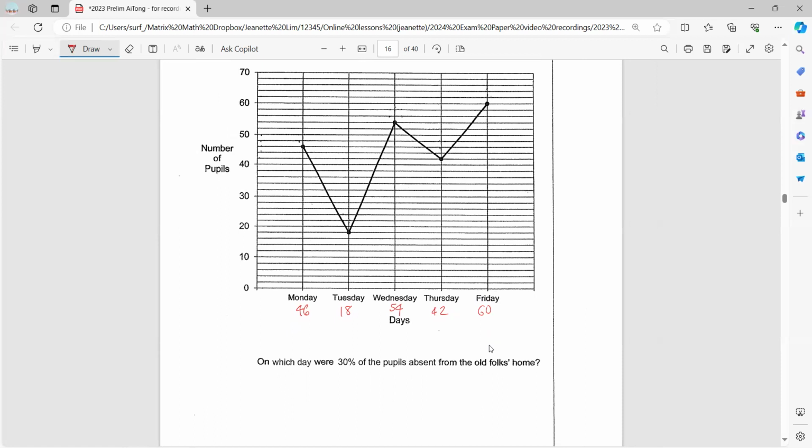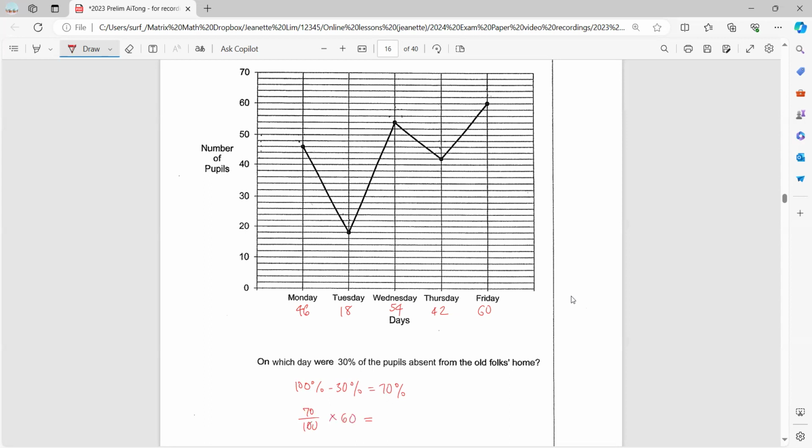So, okay, sorry, this graph shows us those that turned up, right? So let's find out how many percent turned up. If 30% were absent, then those that turned up will be 70%. Okay, so let's find 70% of the total, which is 60. 70 over 100 times 60.